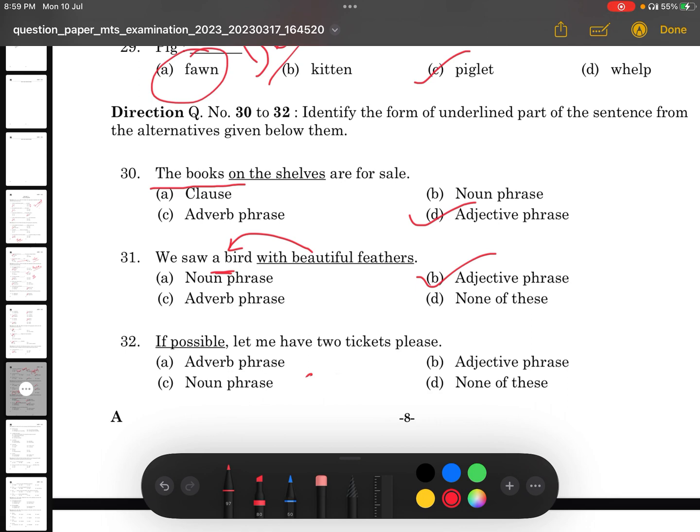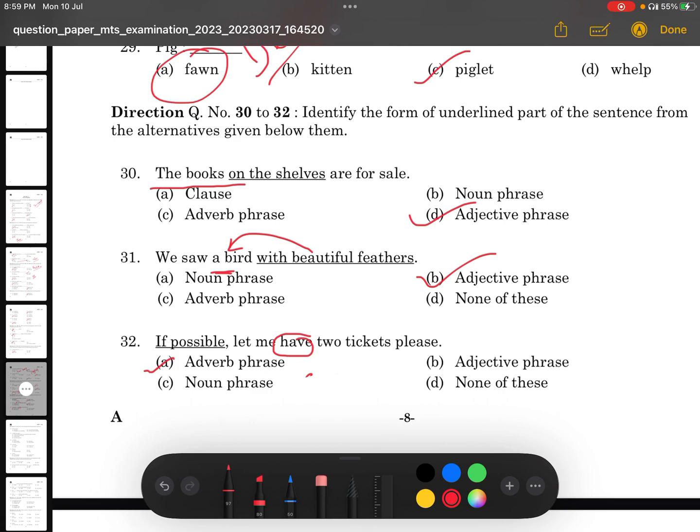Next is a very beautiful question, and tricky as well. If possible, let me have two tickets, please. Which phrase is this? Neither is it an adjective phrase nor a noun phrase. It is an adverbial phrase. Why? Adverb always modifies the verb, correct? Similarly, that particular phrase, if possible, is modifying the verb have. Right? If it is possible to get two tickets. So it is an adverbial phrase. I hope that much you understood.